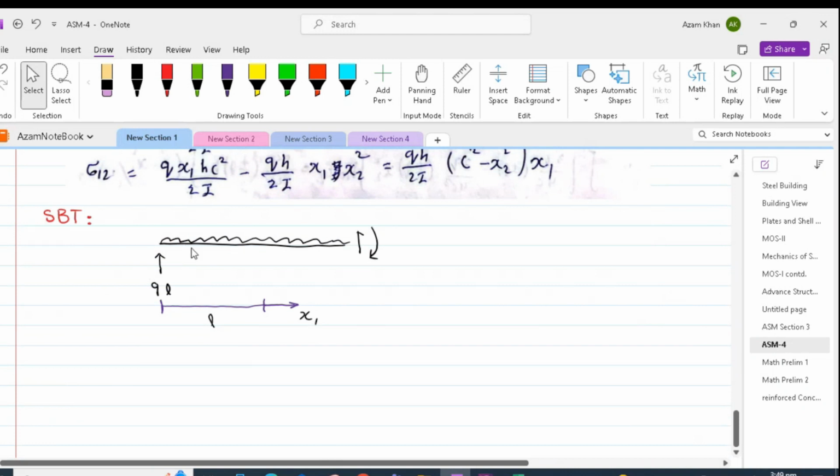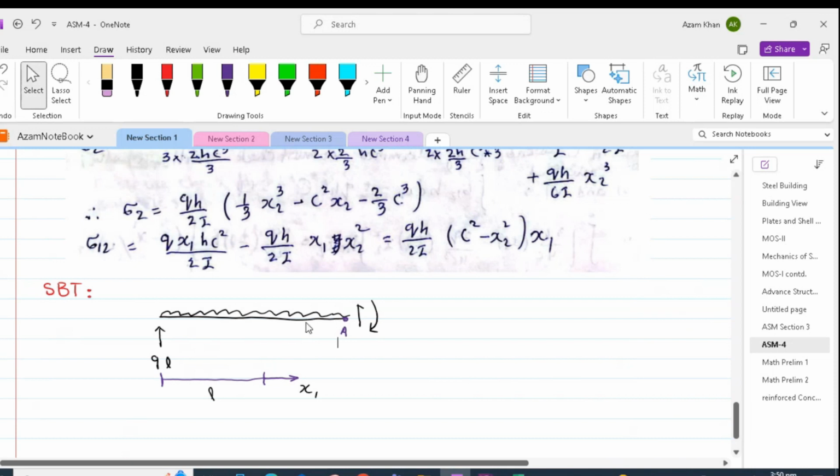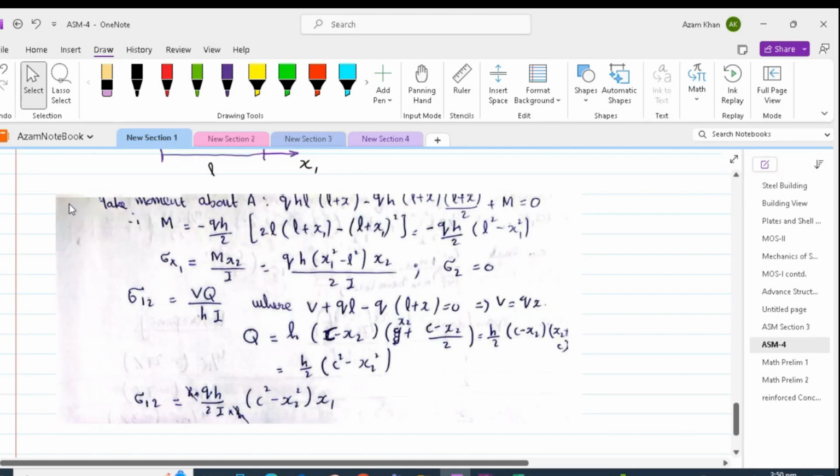So let us now consider a beam having the same dimensions and of the same length subjected to the UDL loading. We can take moment about point A. So we will get qh L (L plus x) minus qh times (L plus x) times (L plus x) divided by 2 plus M equal to 0. And that will give us M equal to minus qh by 2 (L square minus x1 square).